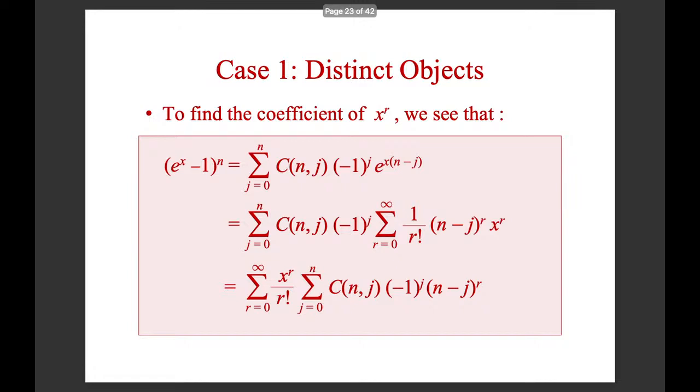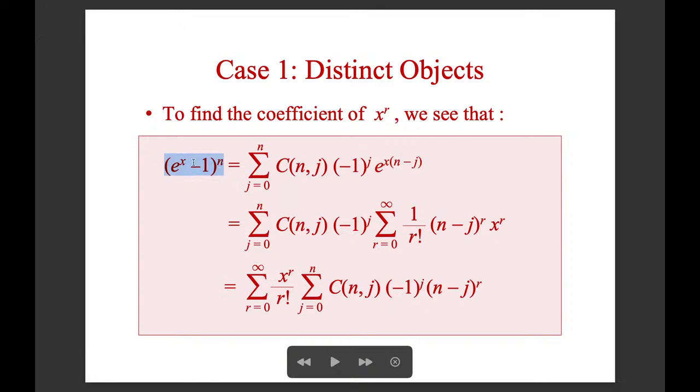Now let us take a closer look at (e to the power x minus 1) to the power n. This is very interesting. First of all, we expand this using the binomial theorem. We mentioned the binomial theorem in the tutorial just this week. It is going to be the summation of j equals 0 up to n. We actually can put it to infinity, so it doesn't matter, but let's stop at n. n choose j.